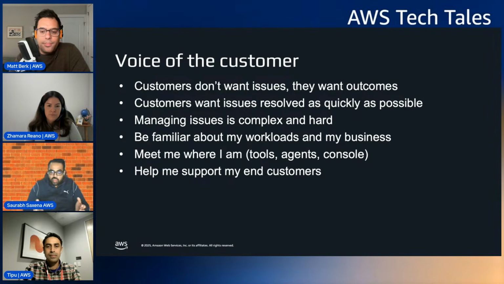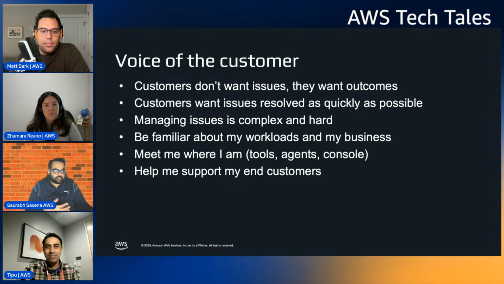I would be curious if anybody puts something in the chat about what are the other things that we are not hearing? Me and Tipu are kind of the soundboard. We take it back to the leadership. We make meaningful changes in AWS across services to make sure that customer voice is always heard.